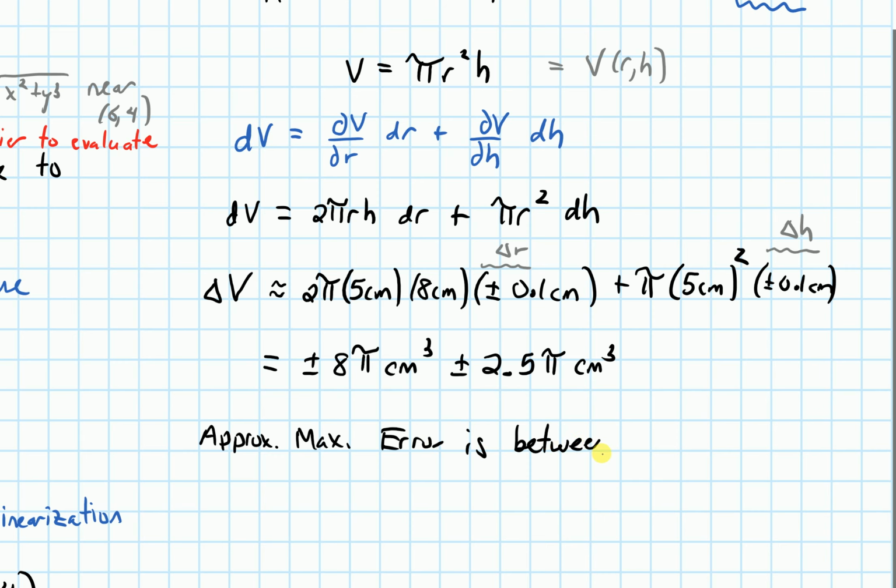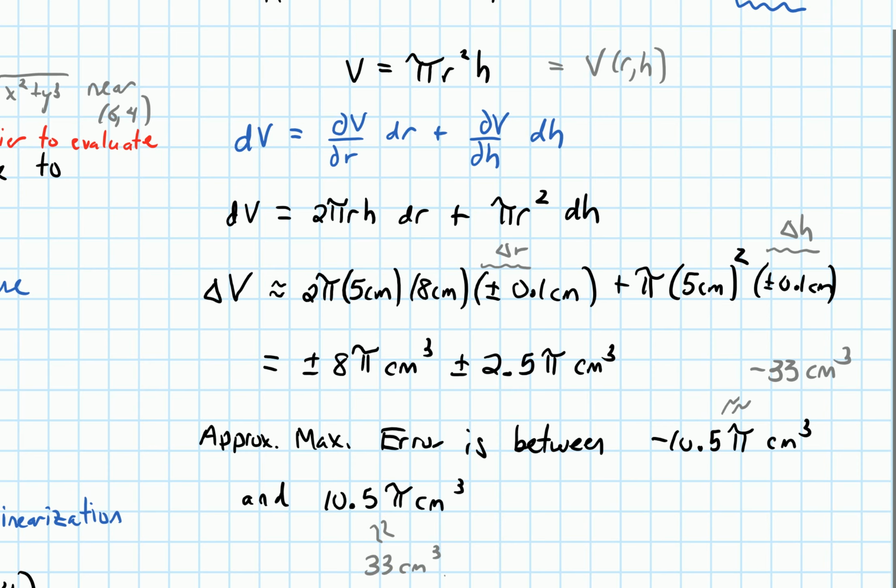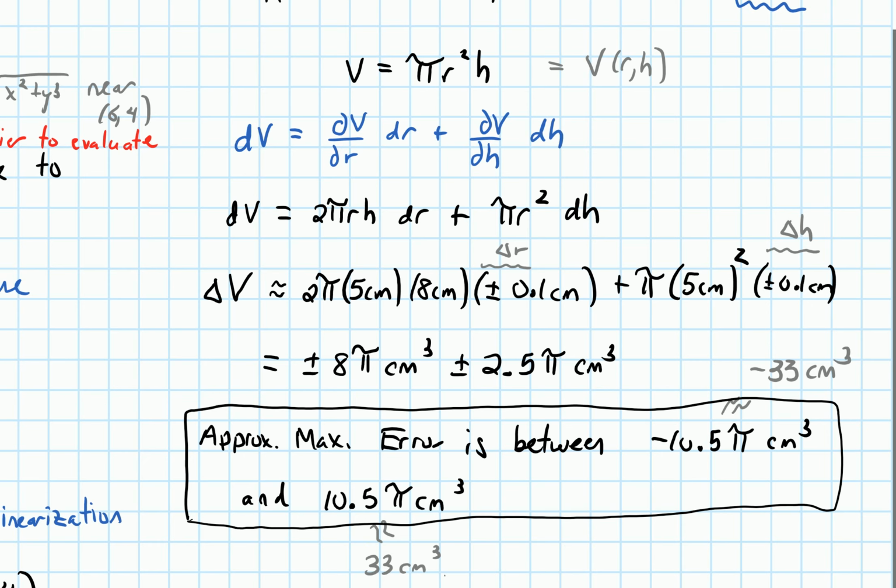On one end, if both of these values were negative, I'd get negative 10.5 pi centimeters cubed, which is about negative 33 centimeters cubed. And on the flip side, if both of those were positive, on the other end of the spectrum, I could get something as large as positive 10.5 pi centimeters cubed, which is approximately equal to positive 33 centimeters cubed. So that's what my possible error could be. It's something between negative 33 cubic centimeters and positive 33 cubic centimeters. The volume of my can might be 33 cubic centimeters smaller than what I intended at the worst, or 33 cubic centimeters greater than what I intended. That's the interpretation of this.